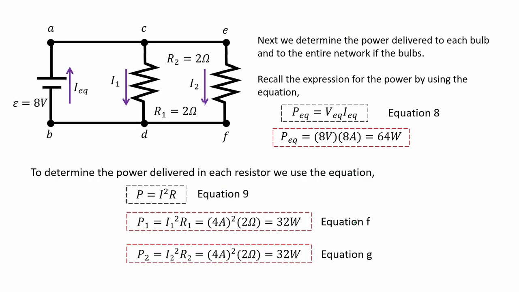Next we determine the power delivered to each bulb and to the entire network of the bulbs. Recall the expression for the power by using the equation 8. It gives us a value of 64 watts. To determine the power delivered in each resistor, we use equation 9, and we have for resistor 1 and 2 to be 32 watts as shown in equation F and G.